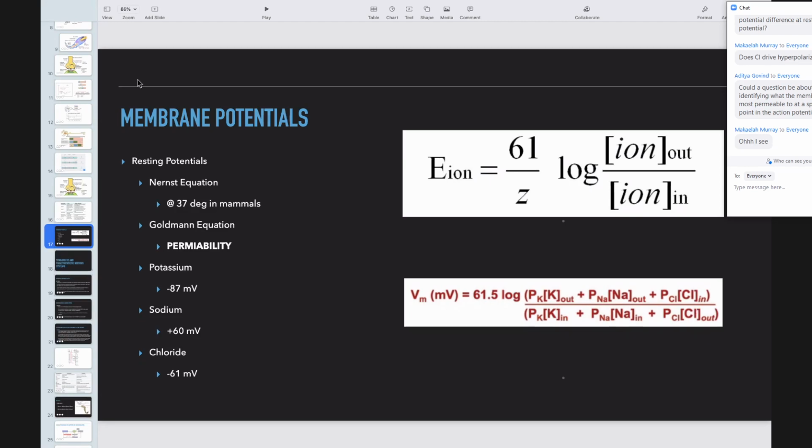Could a question be about identifying what the membrane is most permeable to at a specific point in an action potential? Yeah, absolutely. You might get a question, at what point in an action potential are we most permeable to something? And that can be a little bit more nuanced. If we have a membrane that is at negative 20 millivolts, right? You can't say for sure what it's more permeable to.